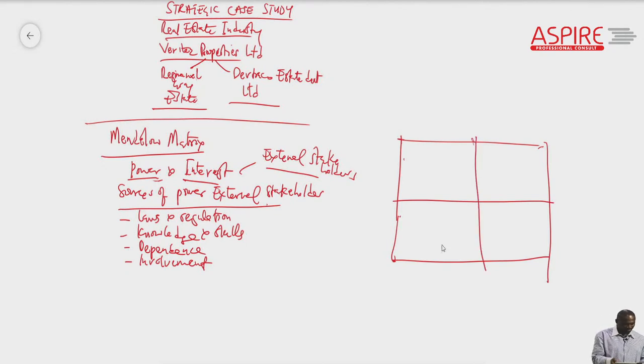So quickly, let's draw the matrix. What is normally on top? Interest.